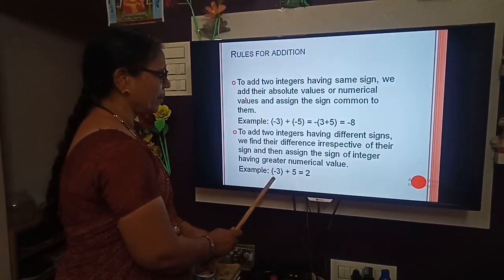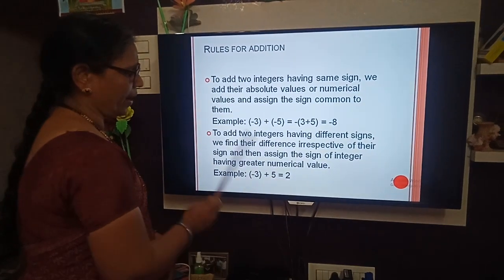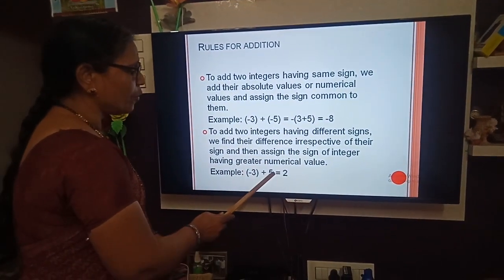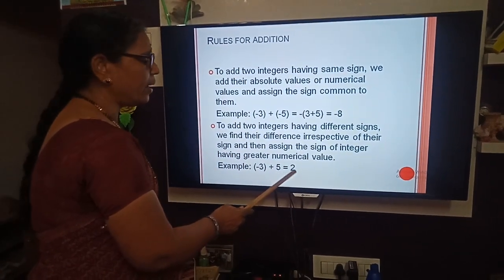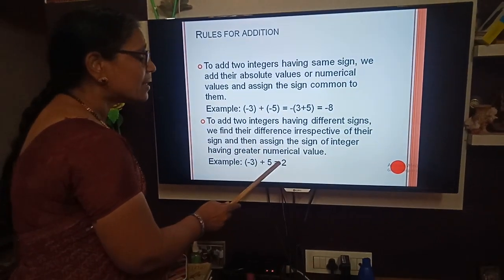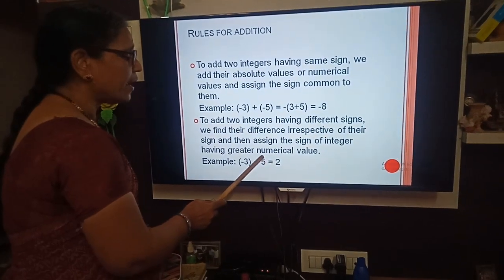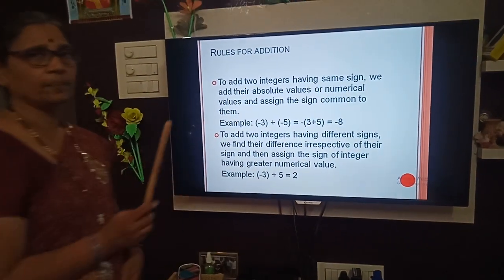Here is an example. Minus 3 plus 5. Here 3 is negative, 5 is positive. Then subtract the values. So I'll get 2. But this is positive 2 because the greater value is 5.